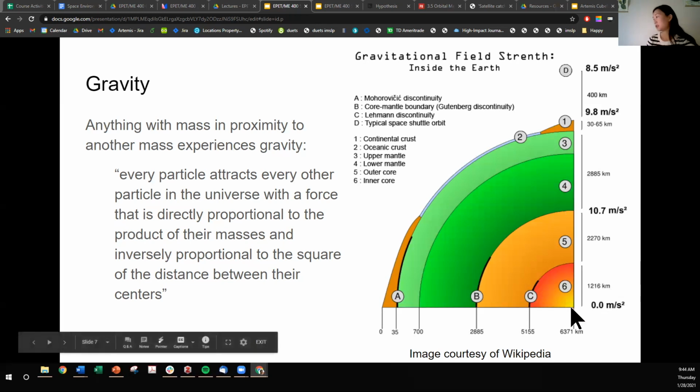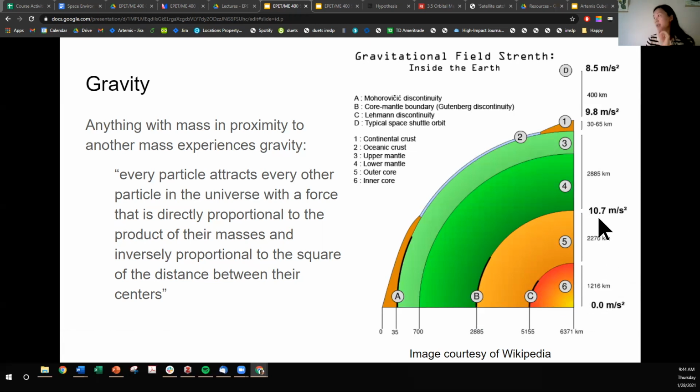But if we were to stand at the surface of the outer core, we would experience a gravitational field strength of about 10.7 meters per second squared. Now, if we were to stand at the surface of the mantle or on a continental shelf, then we'll experience the very famous number 9.8 meters per second squared.